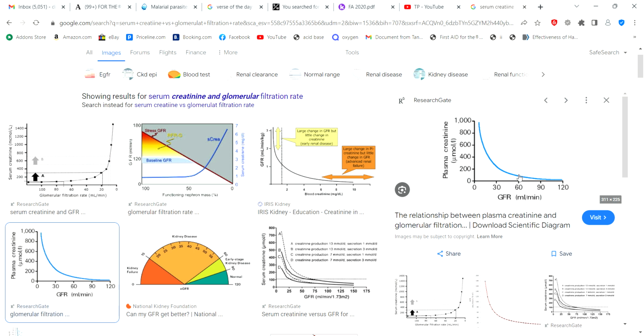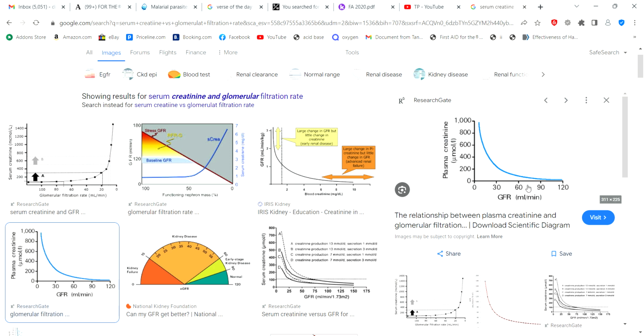So basically, it says at a GFR of 60, creatinine is 200. Okay, and then you go all the way down. This is in milliliters, that's why I was confused for a second. Remember how we just said 120 is normal in women? So 120 milliliters is normal.